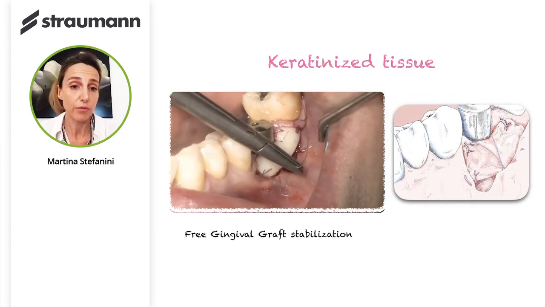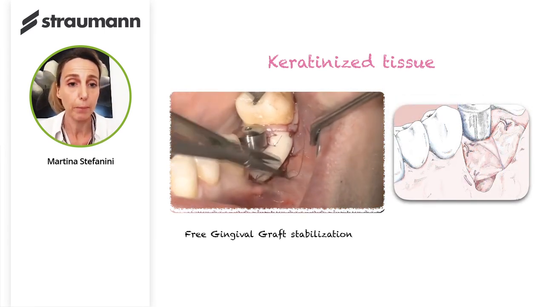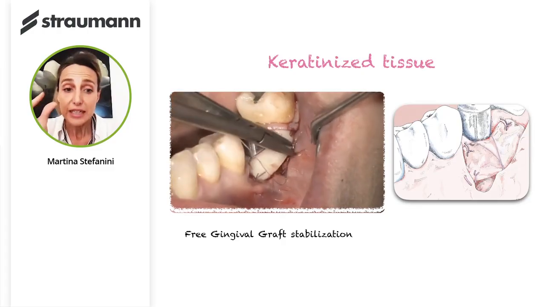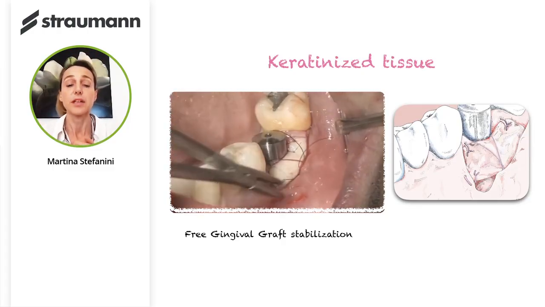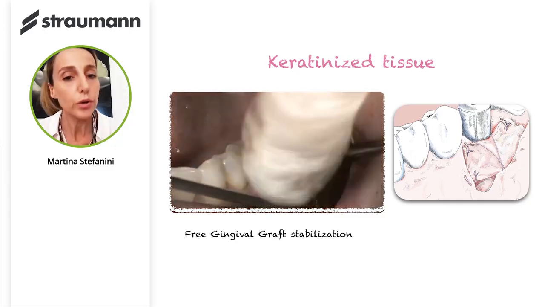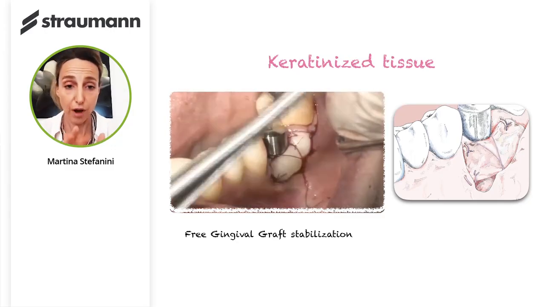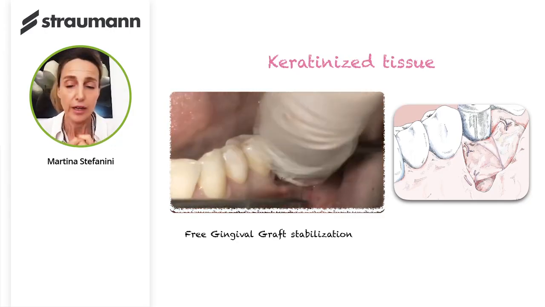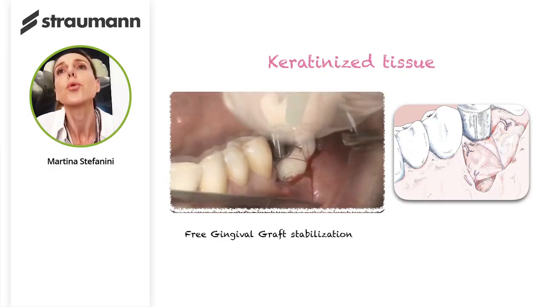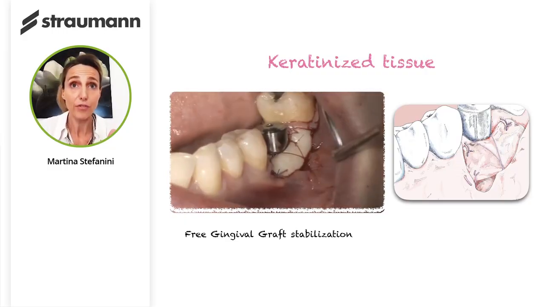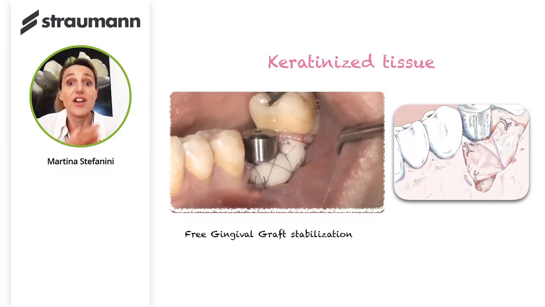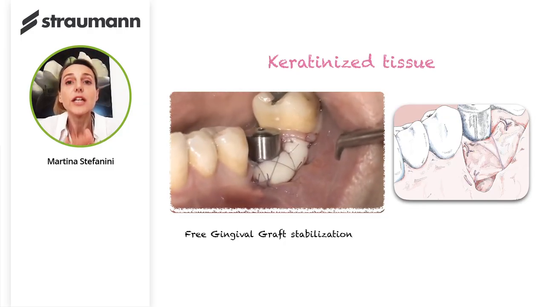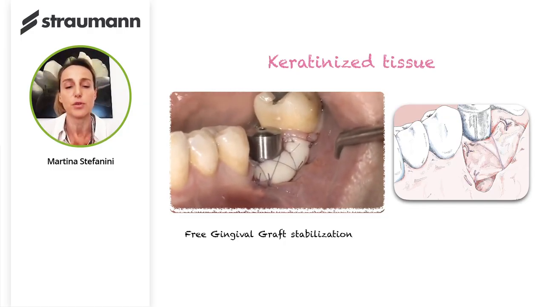The free gingival graft obviously will be harvested from the palate, and the thickness of the graft will be around 1.5 mm in order to ensure the survival of the graft. But the survival of the graft is pretty sure because we applied the graft above a periosteum area, and the periosteum is highly vascularized and will ensure enough vascular supply to our free gingival graft.